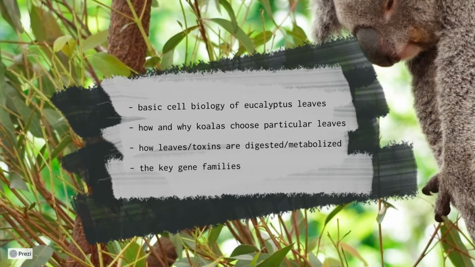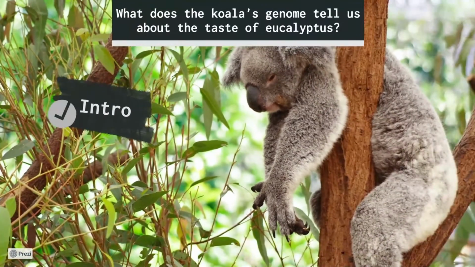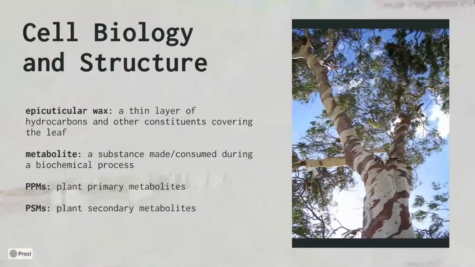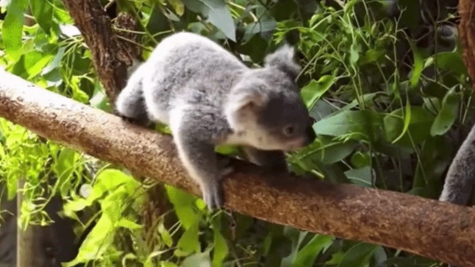This presentation will explore the basic cell structure and biology of eucalyptus leaves, how and why koalas choose particular leaves, how these leaves are digested and the toxins metabolized, and finally, the key gene families that are responsible for these aforementioned abilities. The koala's diet consists solely of eucalyptus leaves, an evergreen species that is native to Australia and remains green and functional all throughout its growing seasons.